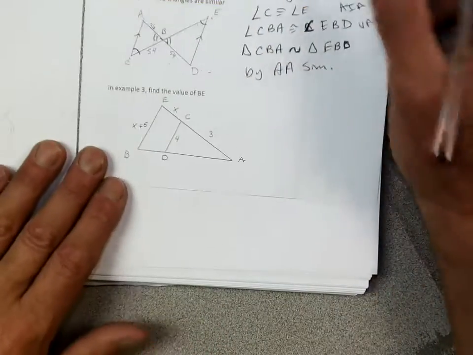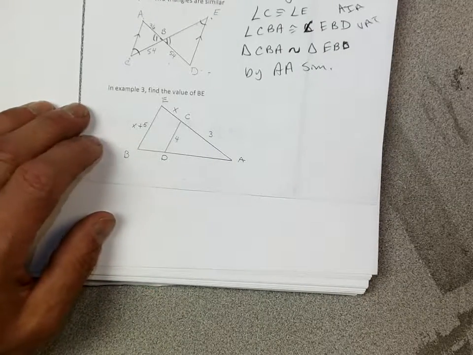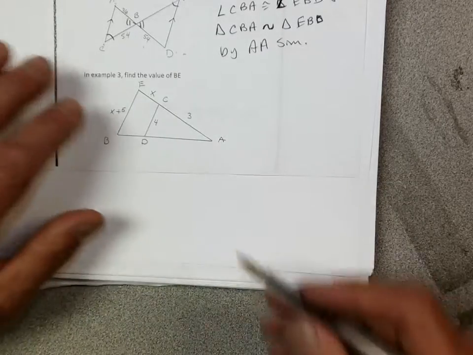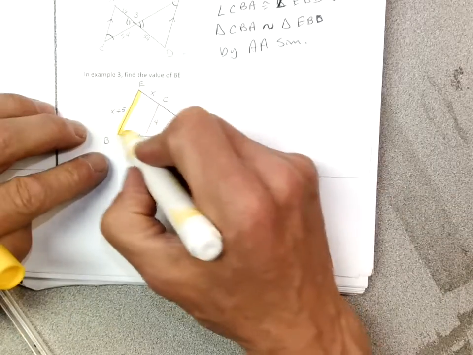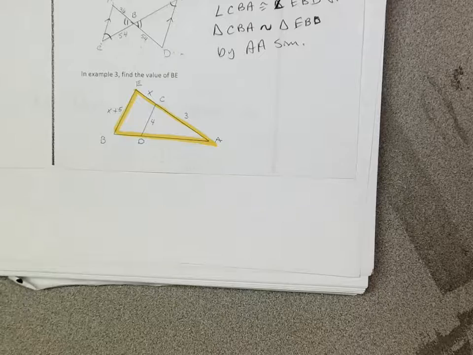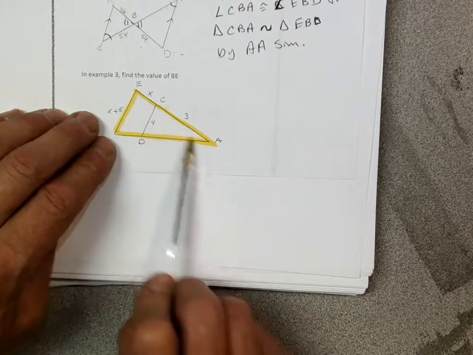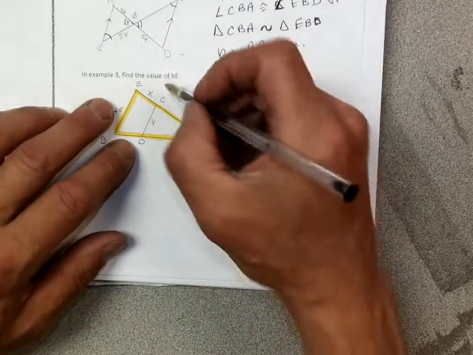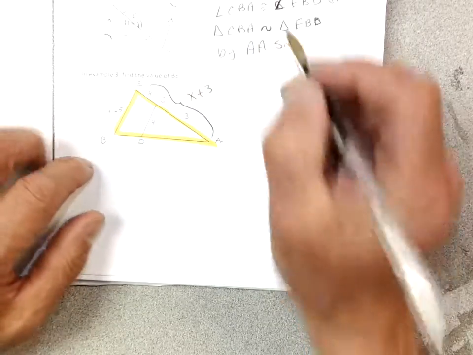All right, example 3. It says, in example 3, find the value of BE. Well, I can do that, because I'm going to look at two different triangles here. I'm going to look at the big triangle. Let me highlight the big triangle, okay? Everybody looking at the big triangle? How long is this side? How long is EA? X plus 3. Good. You need to know that. Everybody see that EA, this length here, is X plus 3? Do you guys agree with that?